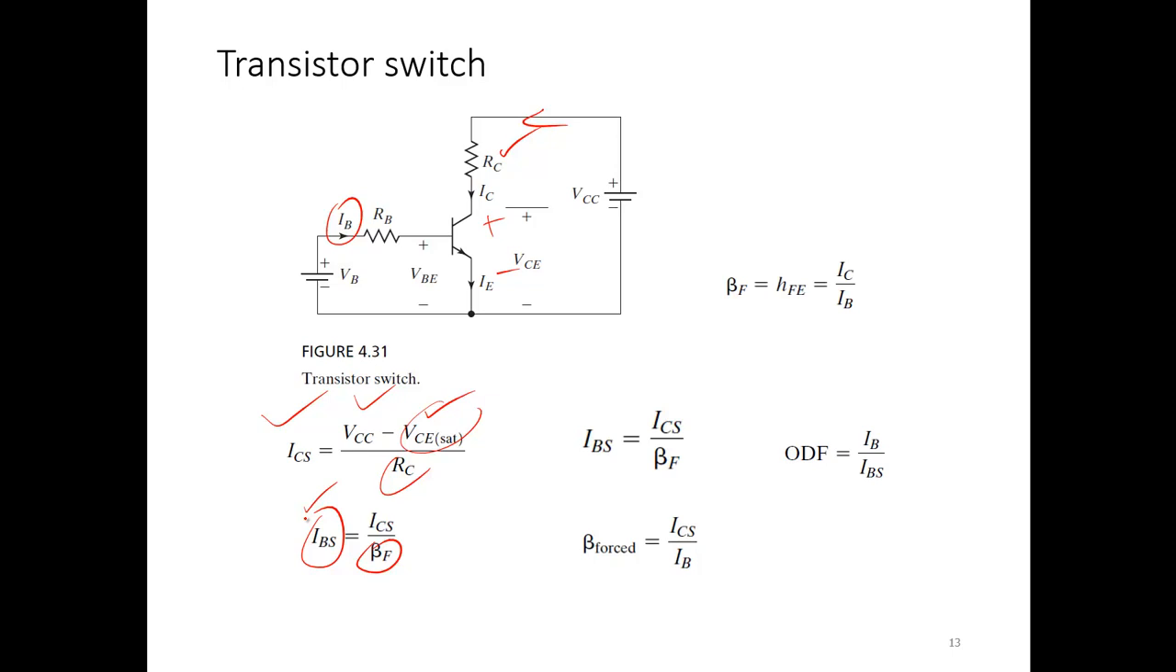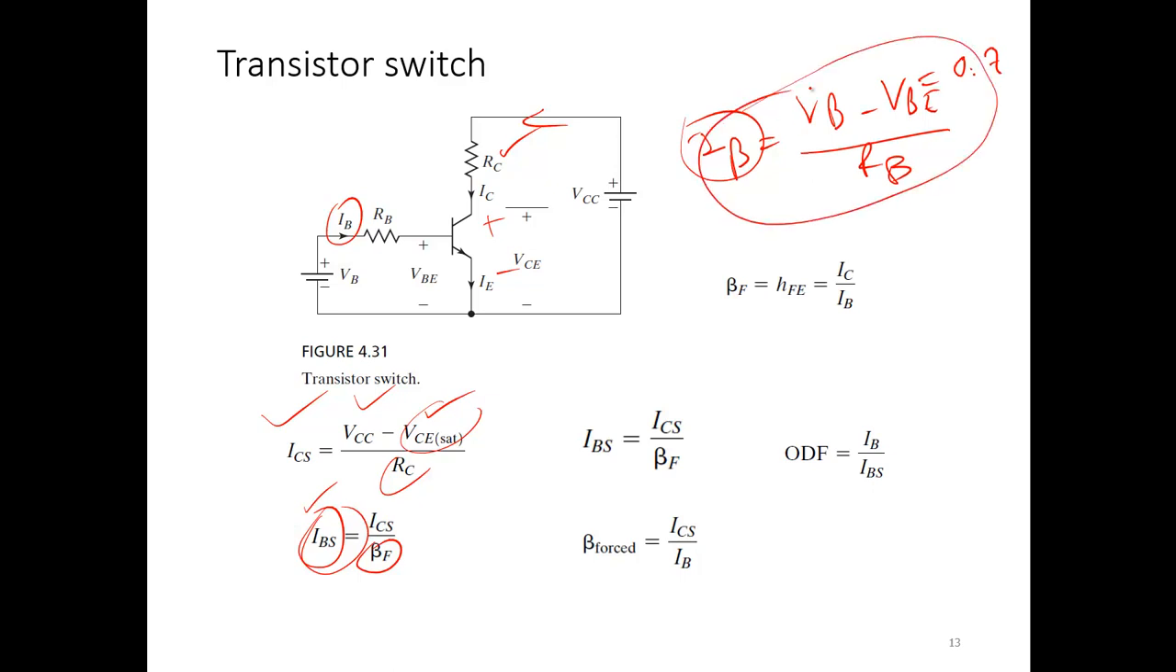Now what happens is that sometimes you apply more than that. This is the base current you are applying. Basically, how much base current do you have? VB minus VBE, the base to emitter voltage, divided by RB. That VBE is about 0.7. That is the current you are applying. If the transistor is perfect in terms of beta, then this is what you need. But what you are really applying depends on the RB and the VB you have.